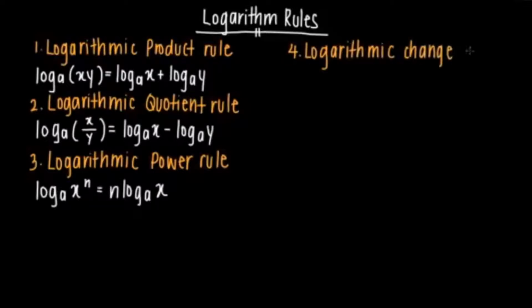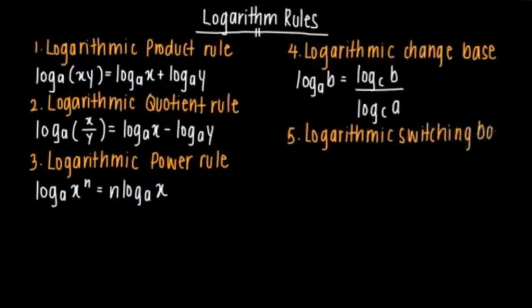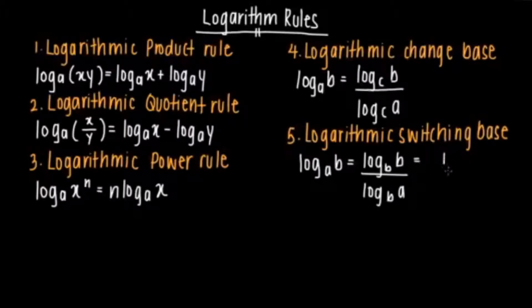Our fourth rule is the logarithmic change of base. So log a b equals log c b over log c a. C is whatever base you want to put, and this would relate to the fifth rule, which is the logarithmic switching of base. So log a b could also be written as log b b over log b a. Your b acts as your c in the fourth rule. So we know that when the base and the argument are the same, it equals 1. So that would be 1 over log b a.